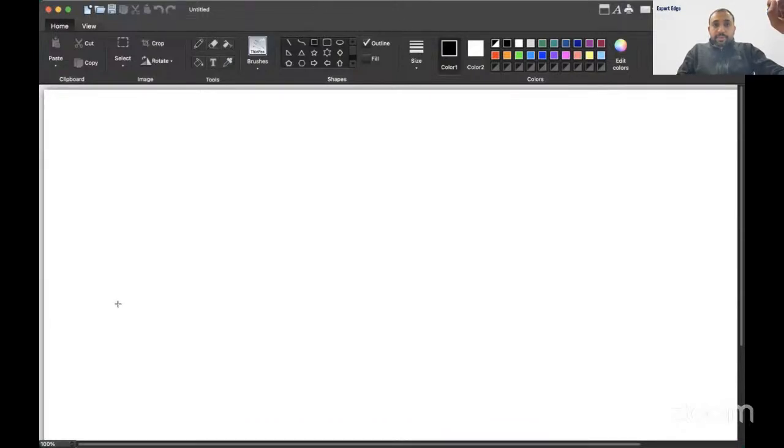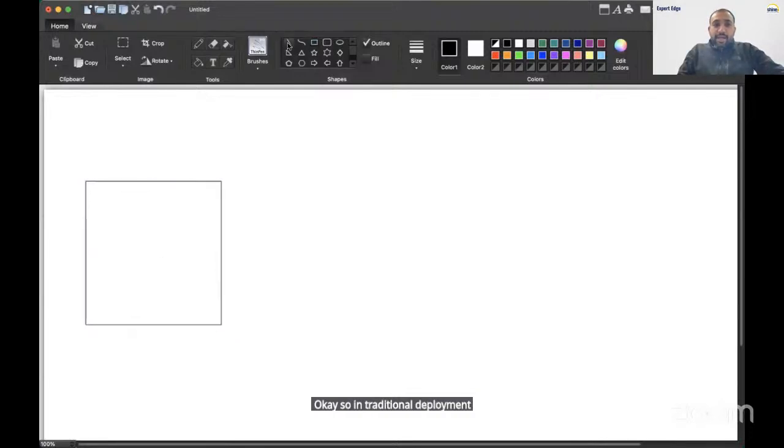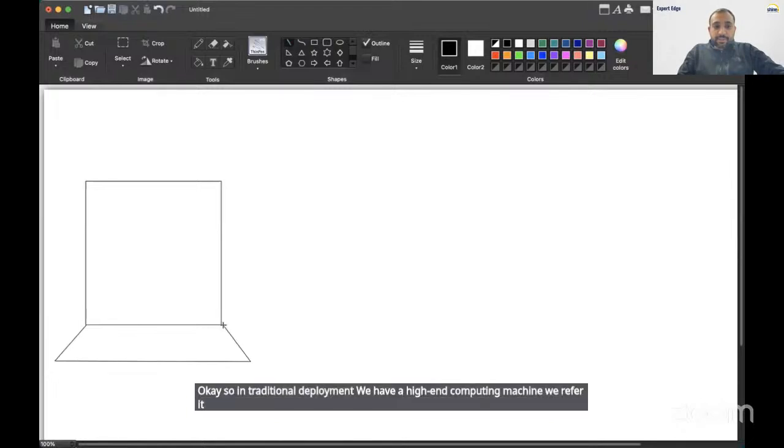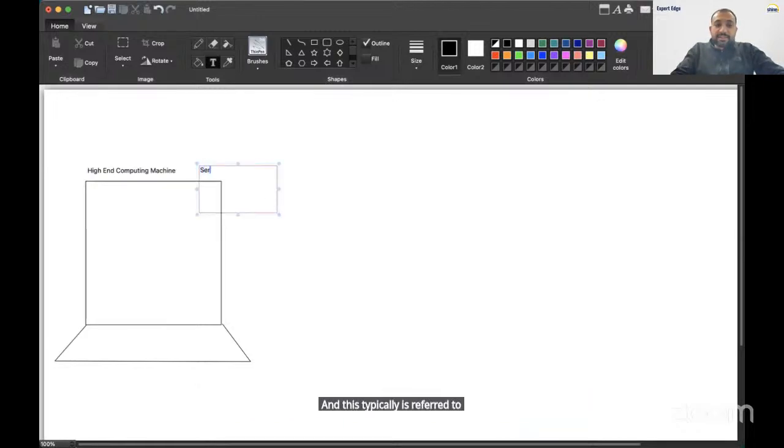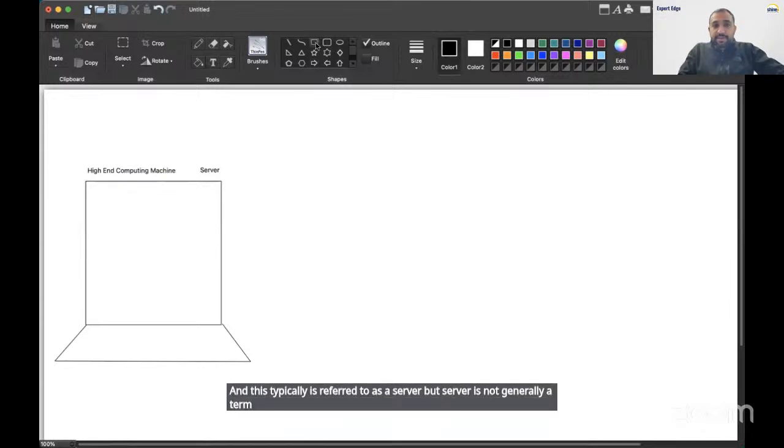Okay. So in traditional deployment, we have a high-end computing machine. We refer to it as a server, right? So this is my high-end computing machine. And this typically is referred to as a server, but server is not generally a term associated with the hardware. Server is generally related to your software.